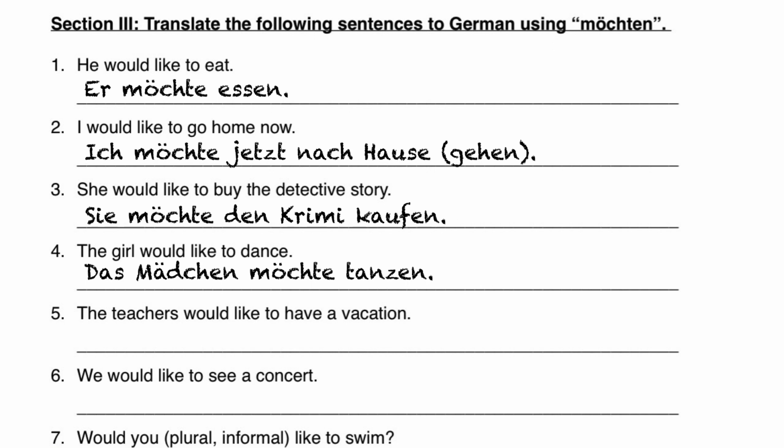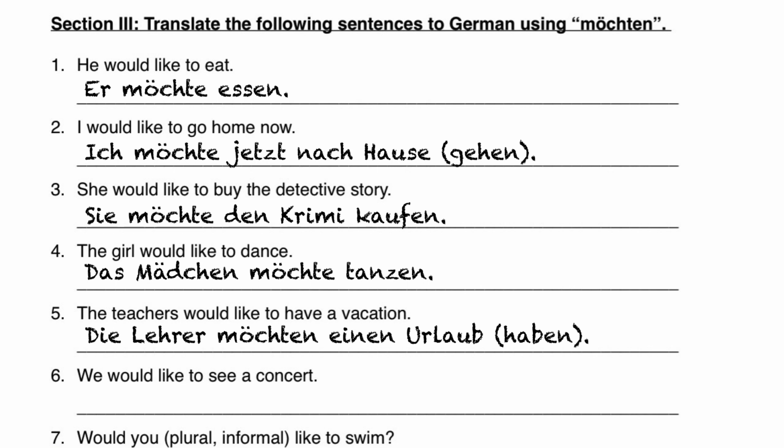The teachers would like to have a vacation. Die Lehrer möchten einen Urlaub haben. In this sentence, we don't really necessarily need haben at the end of the sentence because it would make just as much sense to say the teachers would like a vacation. In both languages, that works out without having to have in the sentence or haben.